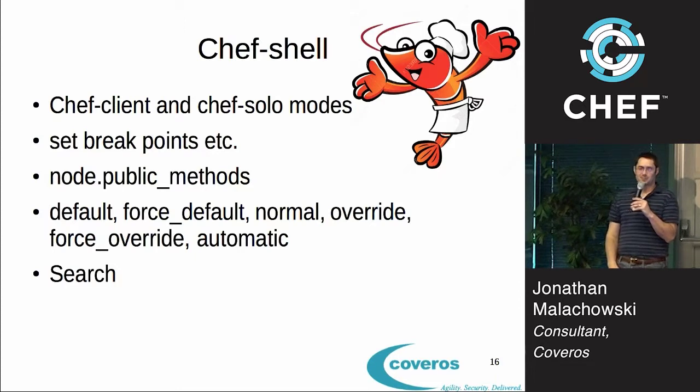In Ruby, you can check the public methods on anything. So if you do node.public_methods, you can see everything you're allowed to check there, but there's not much else.